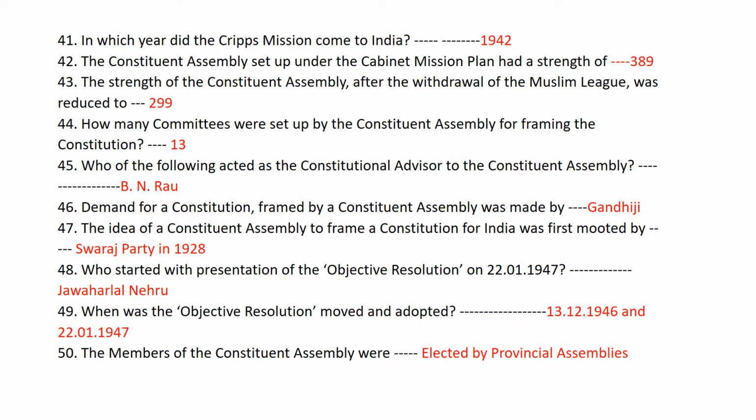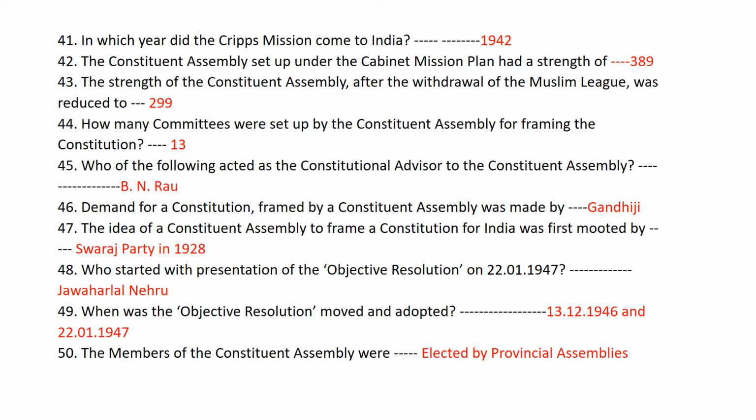How many committees were set up by the Constituent Assembly for framing the Constitution? 13. Who of the following acted as the constitutional advisor to the Constituent Assembly? B. N. Rao. Demand for a constitution framed by a Constituent Assembly was made by Gandhiji. The idea of a Constituent Assembly to frame a constitution for India was first mooted by Swaraj Party in 1928. Who started with presentation of the objective resolution on 22 January 1947? Jawaharlal Nehru. When was the objective resolution moved and adopted?